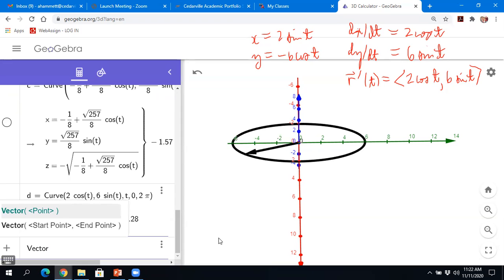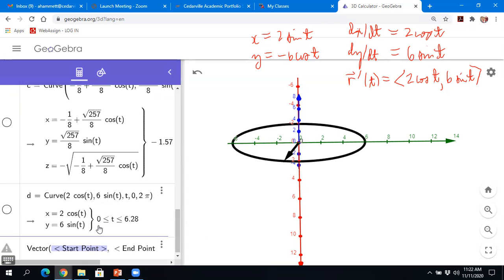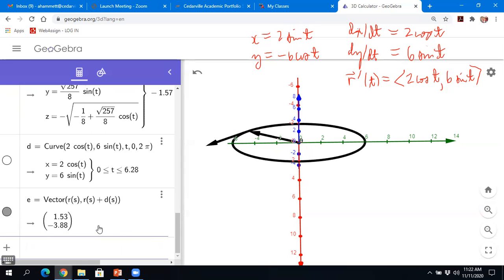Okay, so vector, what do I want? I want a start point and an end point. The start point is going to be the tip of that vector, so the tip of that vector is r of s. The end point, I want it to be that guy plus d of s. So r of s plus d of s. I think that should work, okay? So that's the end point. Okay, so do you see it?